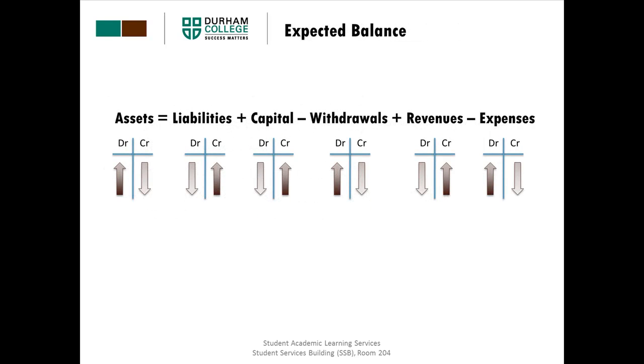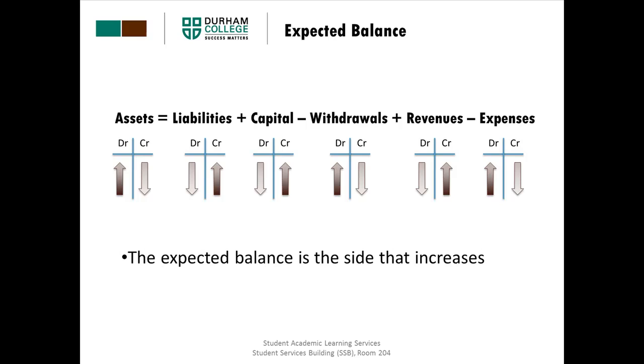Each type of account has an expected balance, either debit or credit. This is determined by whichever causes the account type to increase. Watch our introductory video on debits and credits to learn how different account types change with either debits or credits.